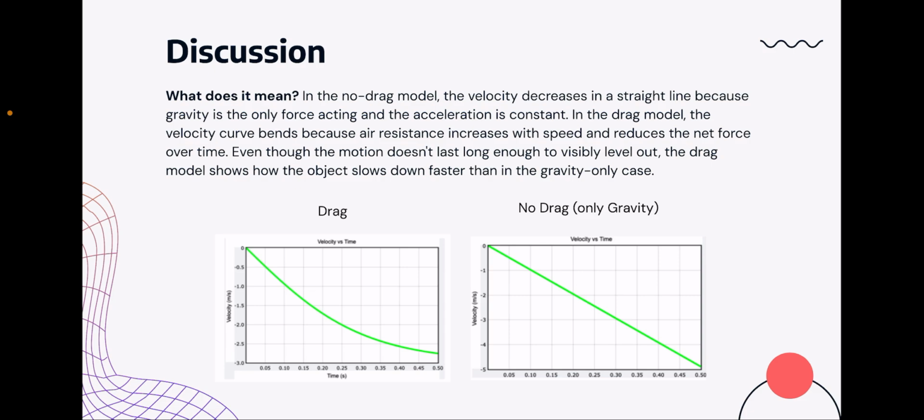When we look at the velocity versus time graphs, the difference becomes even clearer. In the no-drag model, velocity decreases in a straight line because gravity is the only force acting and acceleration is constant. In the drag model, the curve bends downward because air resistance increases with speed and reduces the net force over time. Even though the motion doesn't last long enough to flatten out, it still slows more quickly than the gravity-alone case.